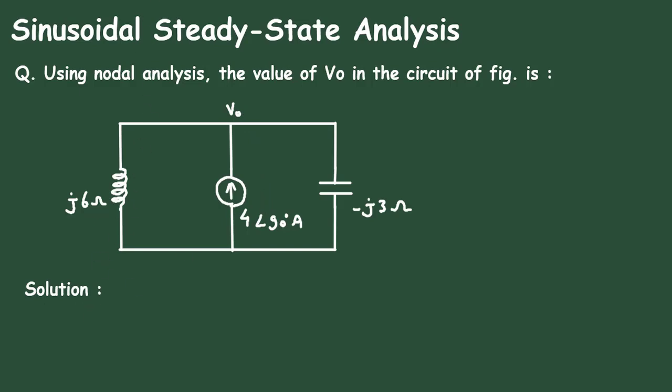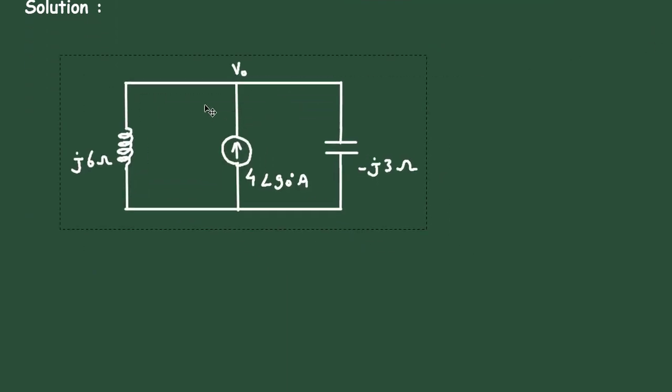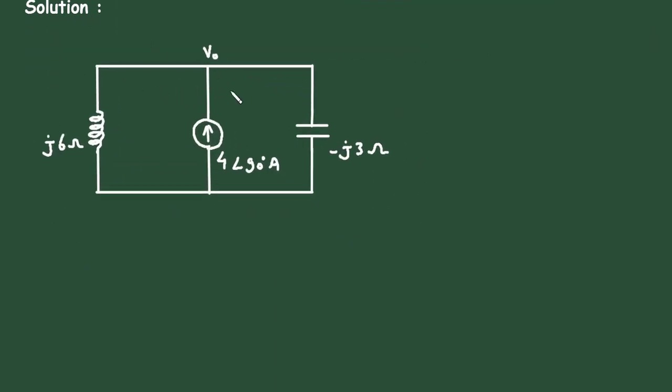Solution: first of all, we will take the circuit from here. Now, let's say this is a reference node or ground node. Let's say this current is current I1. We have to assume all the currents towards this reference node. So let's say this is current I1 and this is current I2.